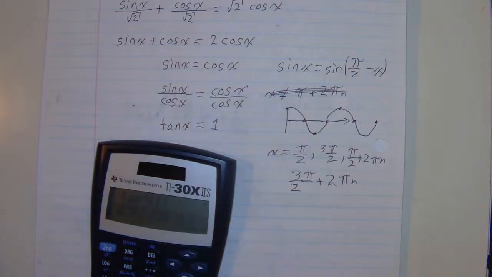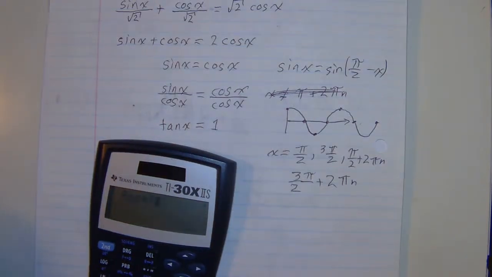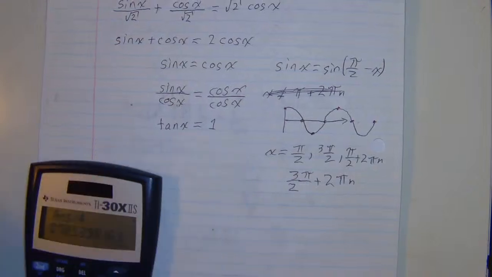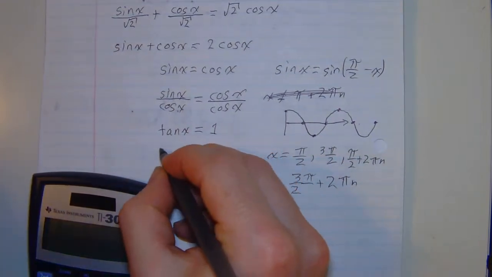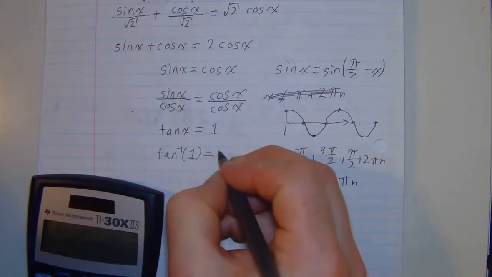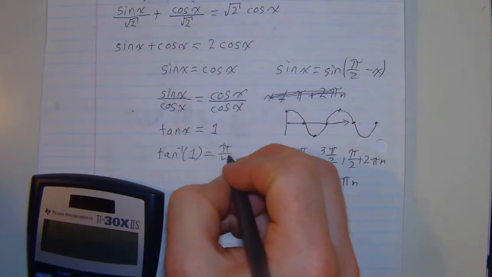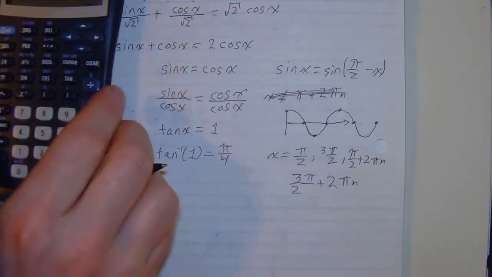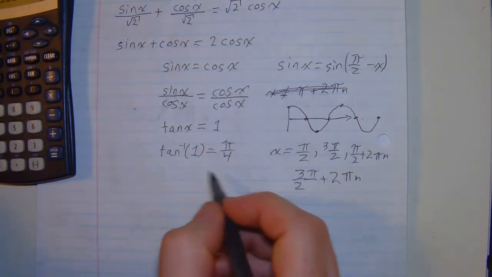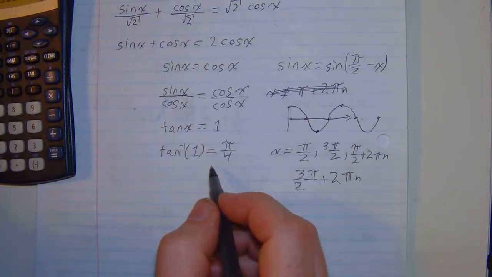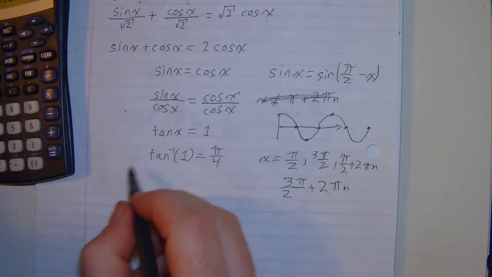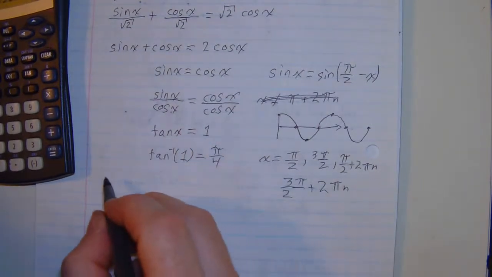And we get 0.78. Multiply that by 4, and we get pi. So we can see that that is pi by 4. So tan inverse of -1 equals pi by 4. But we need to be careful because we said there is going to be more than one solution to this when we looked at the graph. So where is tan x equal 1?